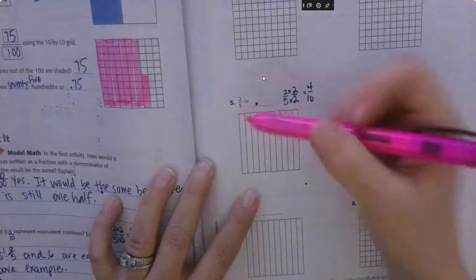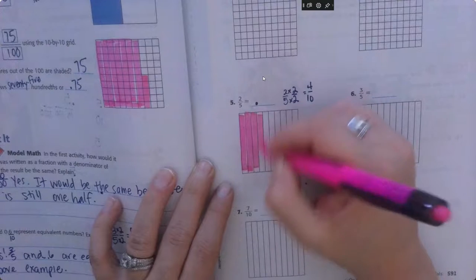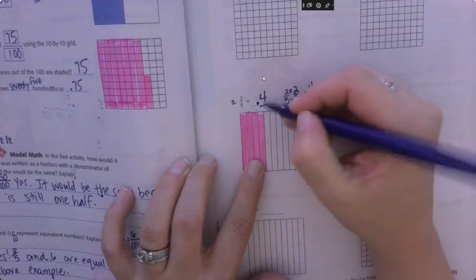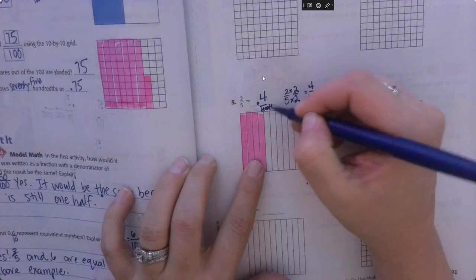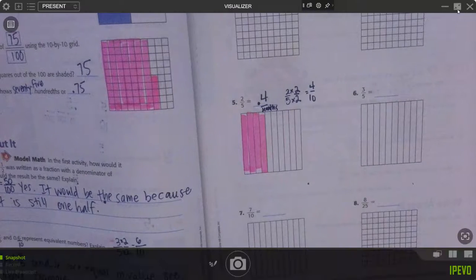And now I take my 4/10 and I shade it in and I think back to how this relates to decimals. I have 4/10. Okay. All right, come back with questions.